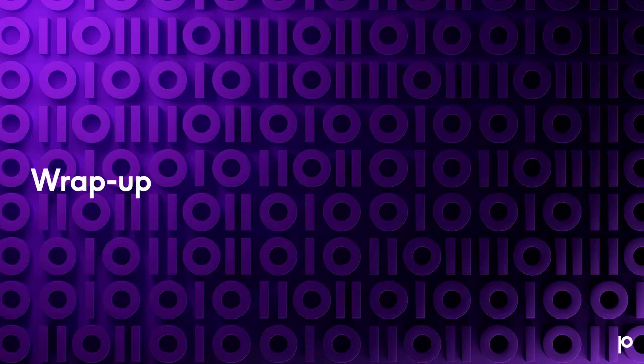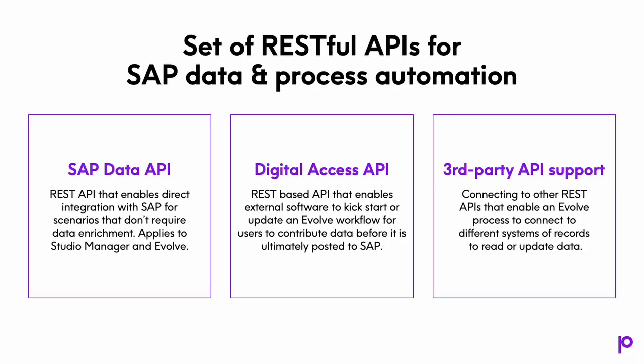All right, so really quickly to wrap up, this has been a very high-level overview of what our REST APIs are capable of doing. So we've got the SAP Data API, we've got the Digital Access API, and we have that third-party API support. If you would like more information, a much deeper dive, in our resource center connected to this video, you should be able to find a demonstration that was put together by Sigrid Koch, who's one of our principal solutions engineers. And she does a really good job of giving you, again, a little bit of high level, but really taking a technical deep dive into how to implement these APIs that we've talked about today.